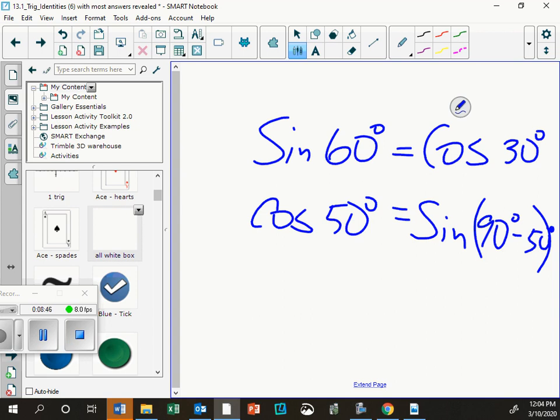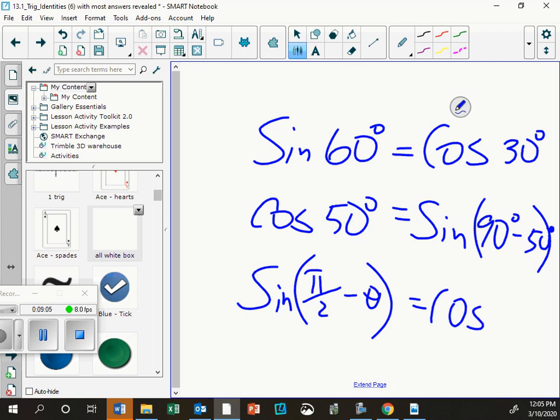Okay, so what if you're in the middle of a proof and you're supposed to prove something and it's got this in it? Sine of pi/2 minus theta, or x. That's like saying 90 minus theta. What would that be equal to? It's a cofunction one, so it's cosine. And the whole point is to make these simple, so it's cosine of theta. And that's right off the sheet.